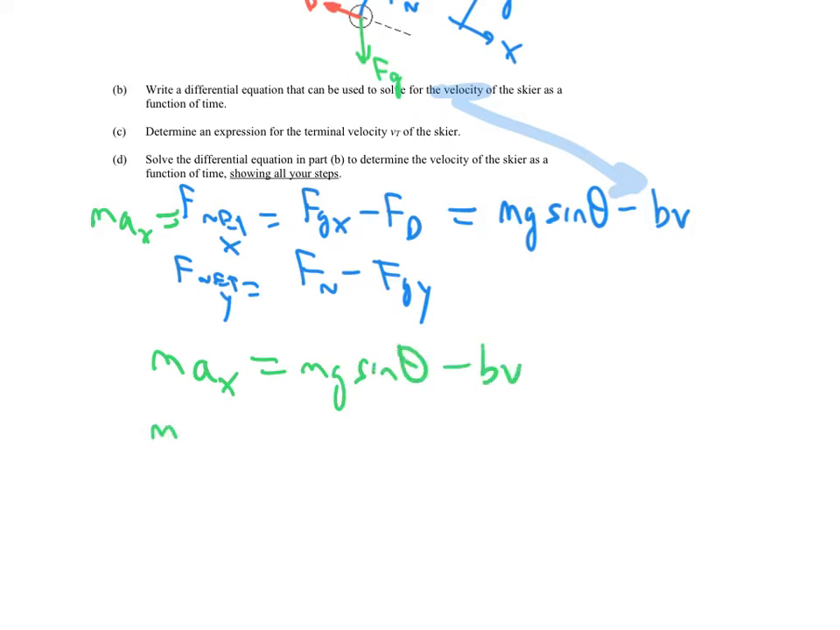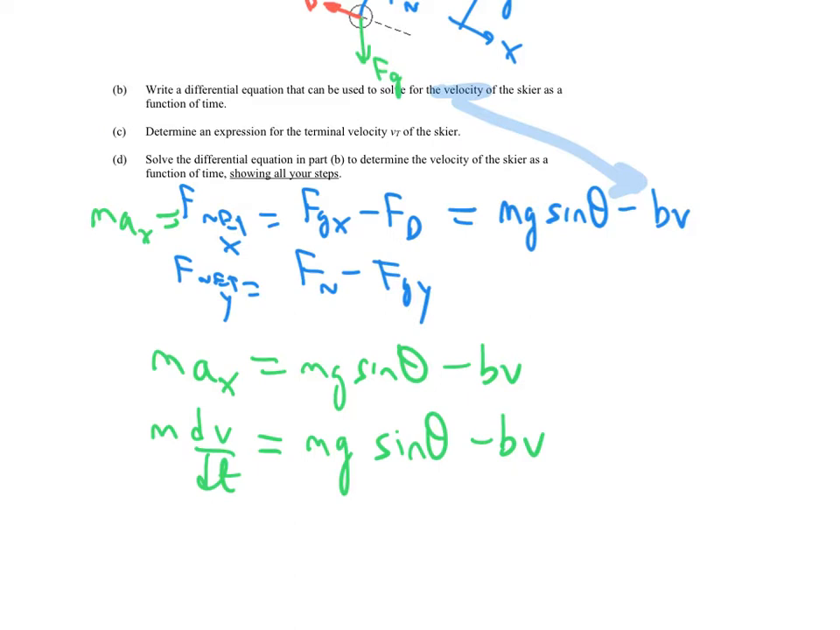But of course, a is just dv dt. So we get m times dv dt is mg sine theta minus bv, and that is a differential equation for the velocity. Right? It's a differential equation because it involves, of course, a differential of the velocity. So that is part B.